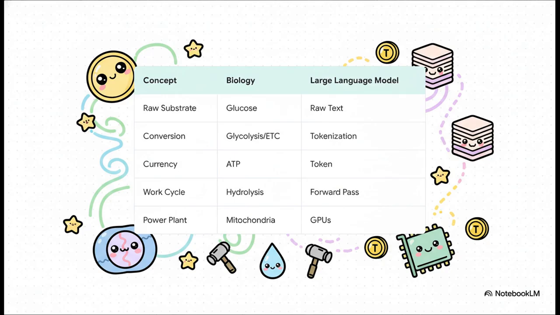The raw fuel, glucose for life, raw text for an AI. The conversion process, glycolysis for us, tokenization for them. The universal currency, ATP, becomes the token. The way you spend that currency, ATP hydrolysis, becomes a forward pass computation. And the power plant that makes it all happen, the mitochondrion, it becomes the GPU.